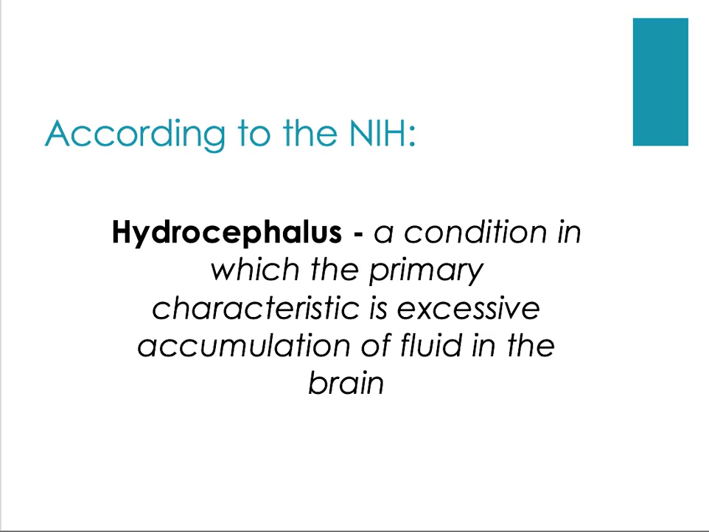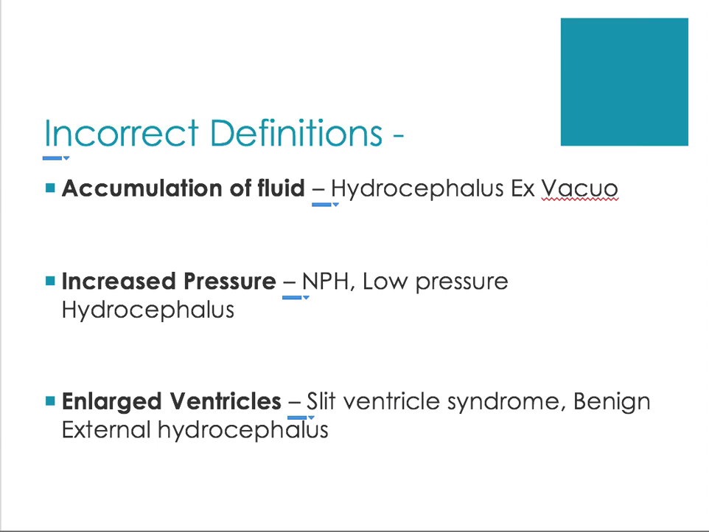According to the NIH, hydrocephalus is a condition in which the primary characteristic is excessive accumulation of fluid in the brain. This is a pretty good starting definition, but it includes some things that aren't really hydrocephalus, and it excludes some things that neurosurgeons would definitely treat as hydrocephalus.